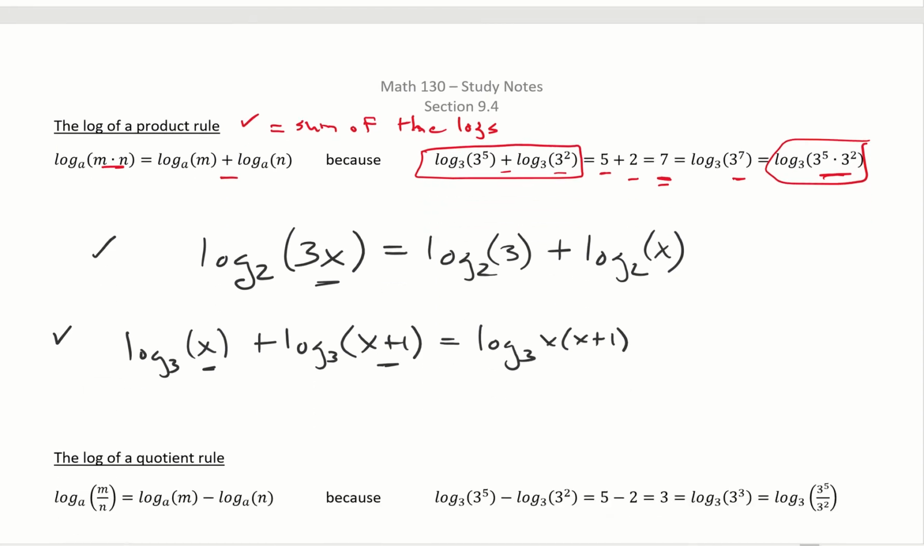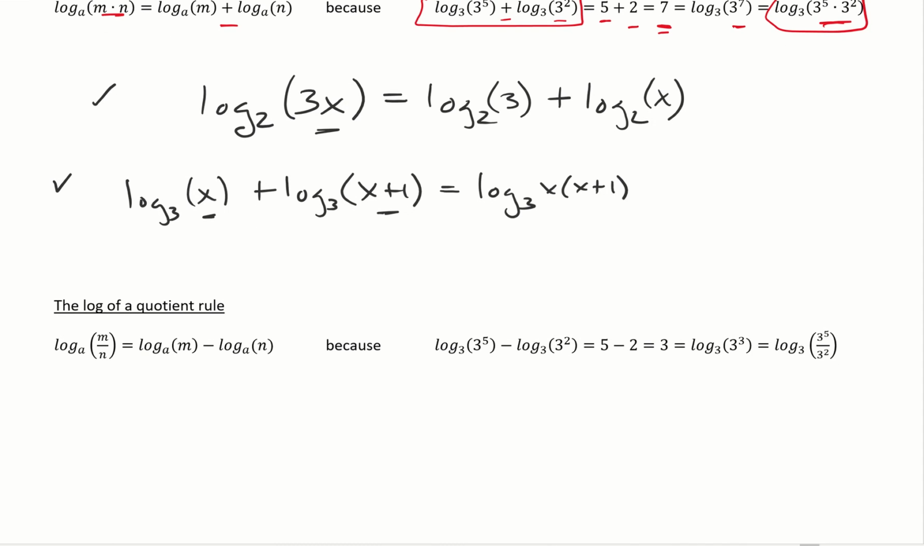Okay, let's go to the other two. This one says the log of a quotient is equal to the difference of the logs. Look, if I have a quotient, that is, if I have division inside there, then you can, if you want, write it as the log of the numerator minus the log of the denominator. Anytime you want. And then here we go with another explanation if you want to read it.